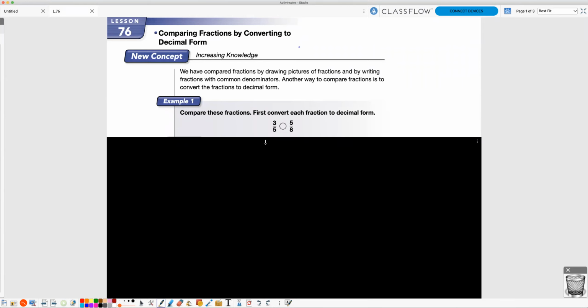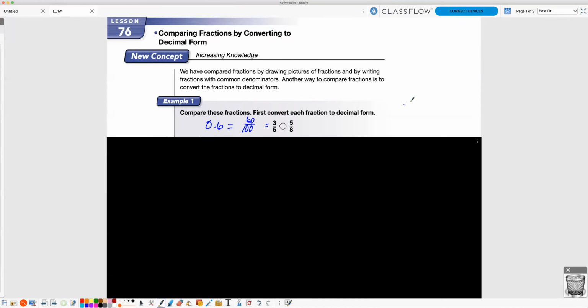So compare these fractions. First, convert each fraction to decimal form. Remember, if you have something that's compatible with 100, for example, you can see that it'll be easy to make a fraction out of it. I know that 5 times 20 is 100, so that means 3 times 20 will be 60. So I know that 3/5 is the same as 6/10 or 60/100.